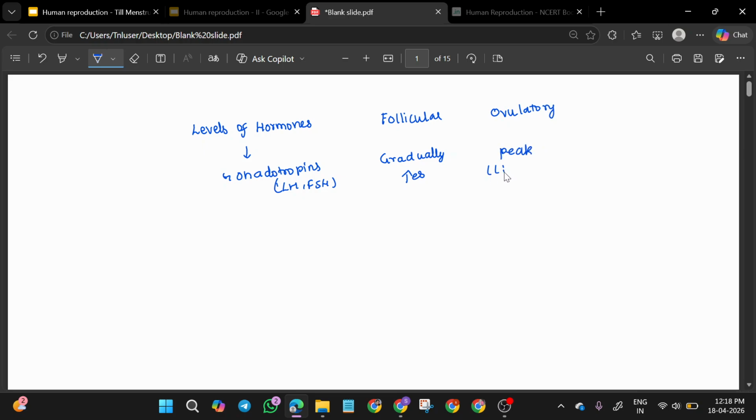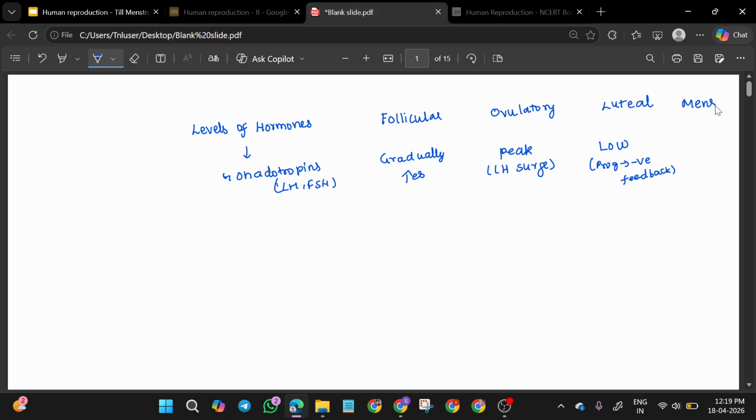And LH surge will be there. LH largest peak will be there. Next third one is luteal phase. Luteal phase appo it will be low. LH FSH will be low due to negative feedback by estrogen and progesterone. So progesterone will provide negative feedback. Progesterone அதிகமா இருக்கிற வரைக்கும் LH FSH produce ஆகாது. That is why it is low during luteal phase.